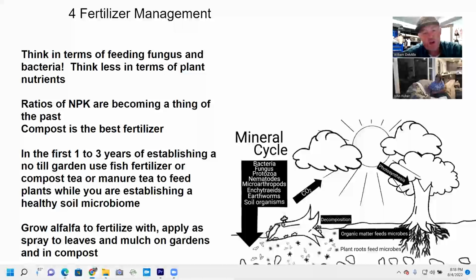But you'll have to do some hard work in the beginning to get a really good compost to start this soil health journey, to start this process. And all it means is that your mineral cycle is working. That's all it means. You will get your mineral cycle working the way it was designed by a grand creator in the first place.